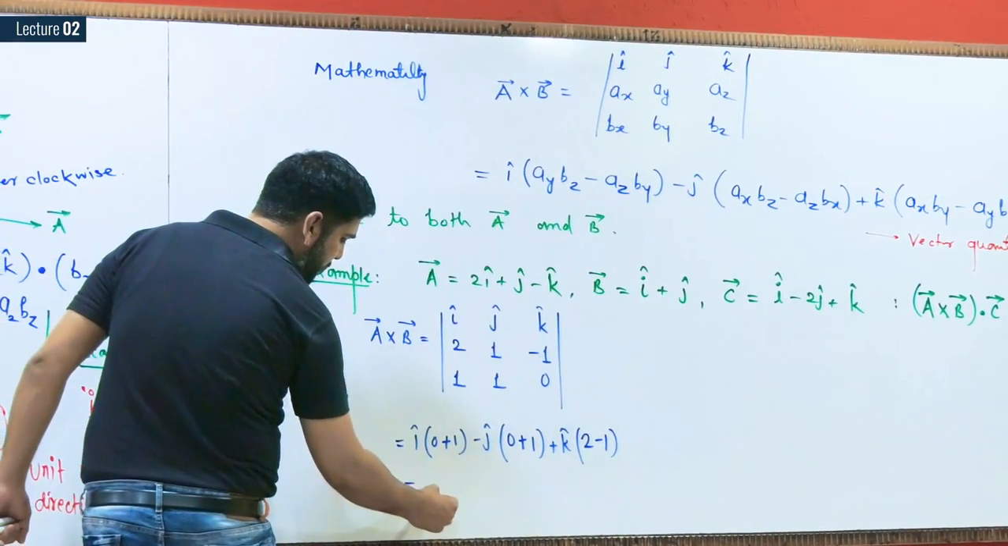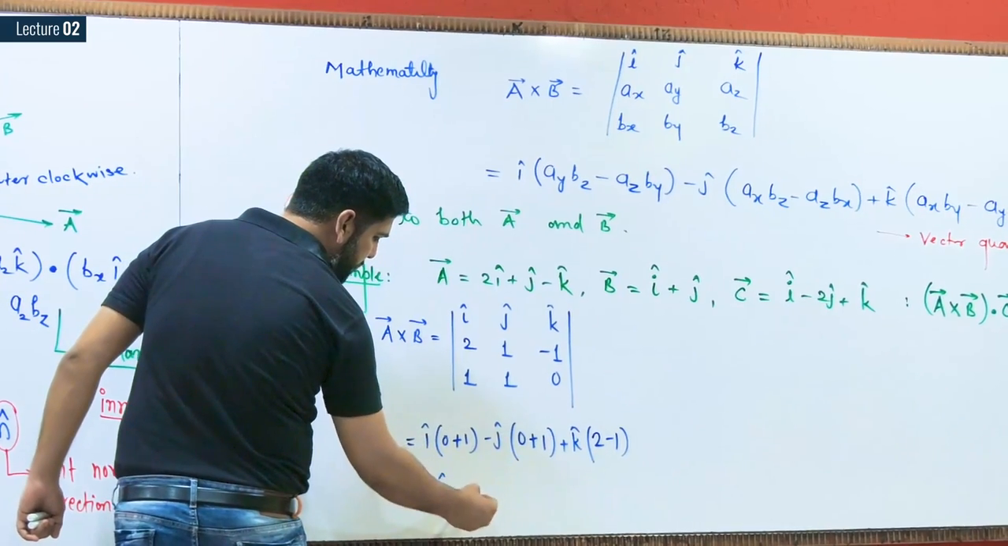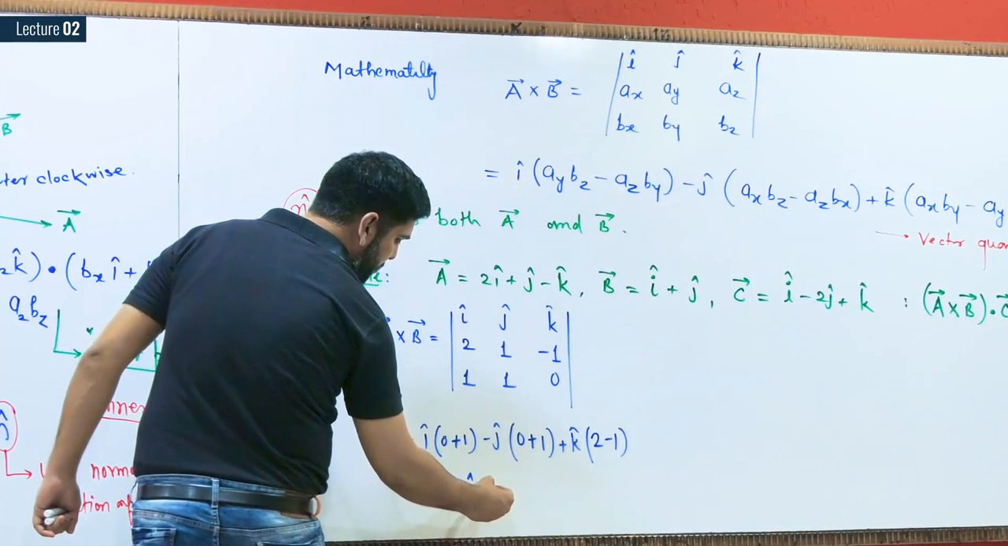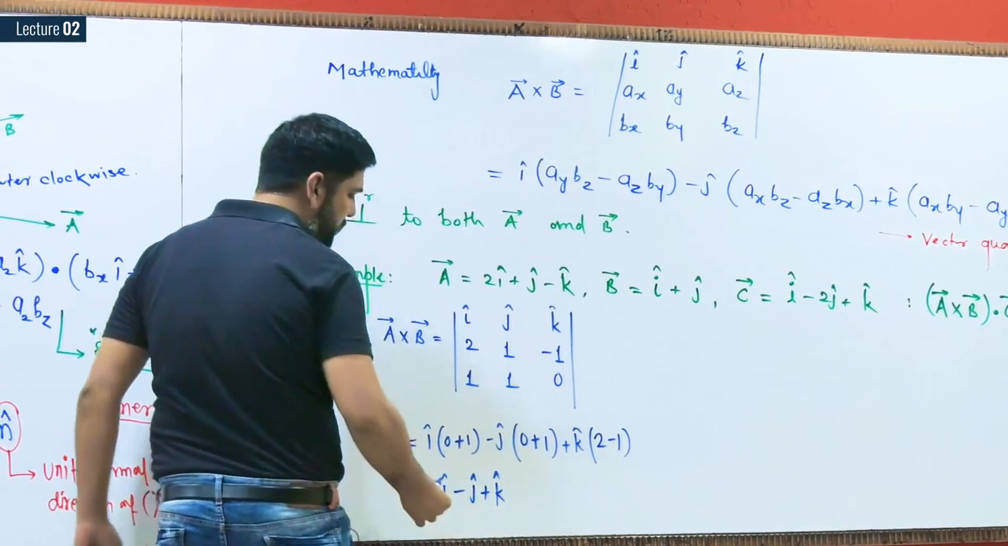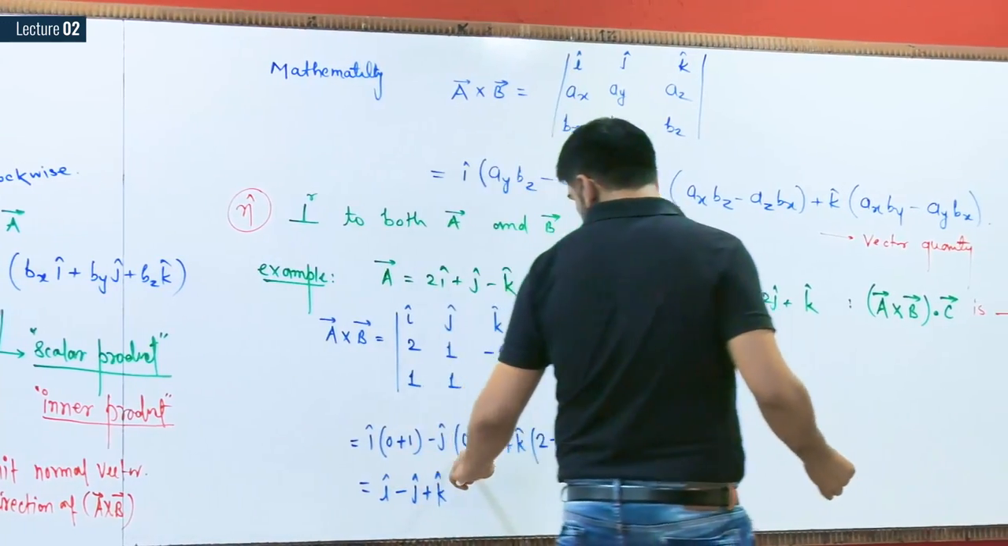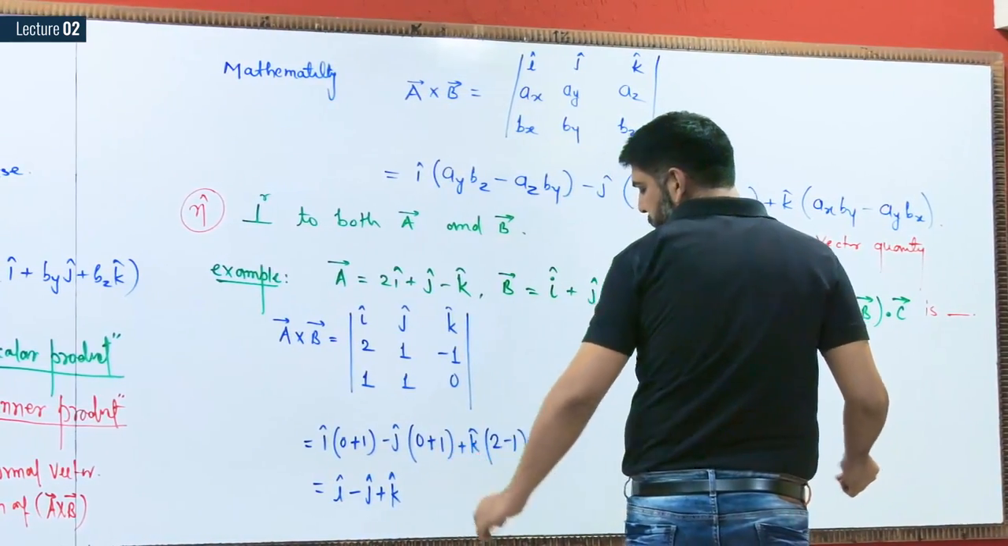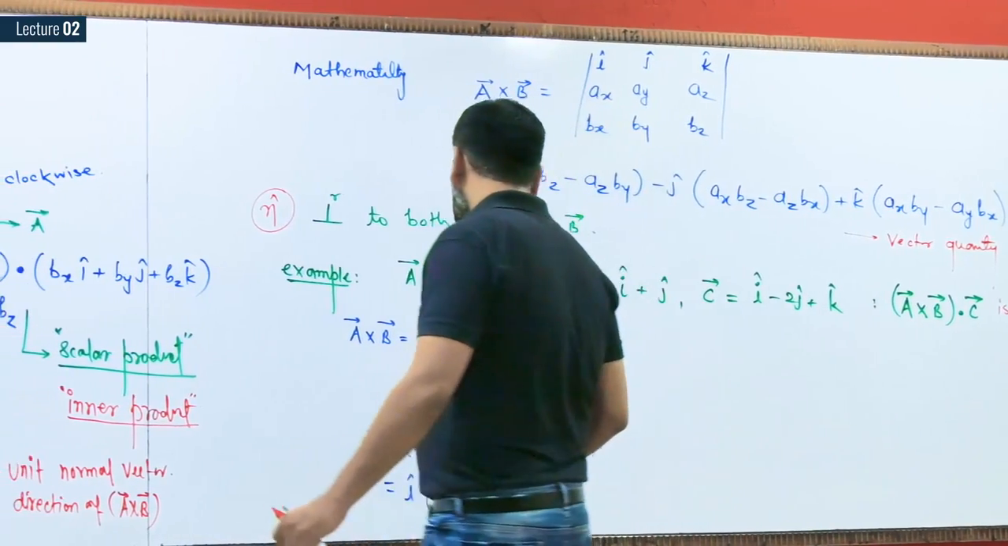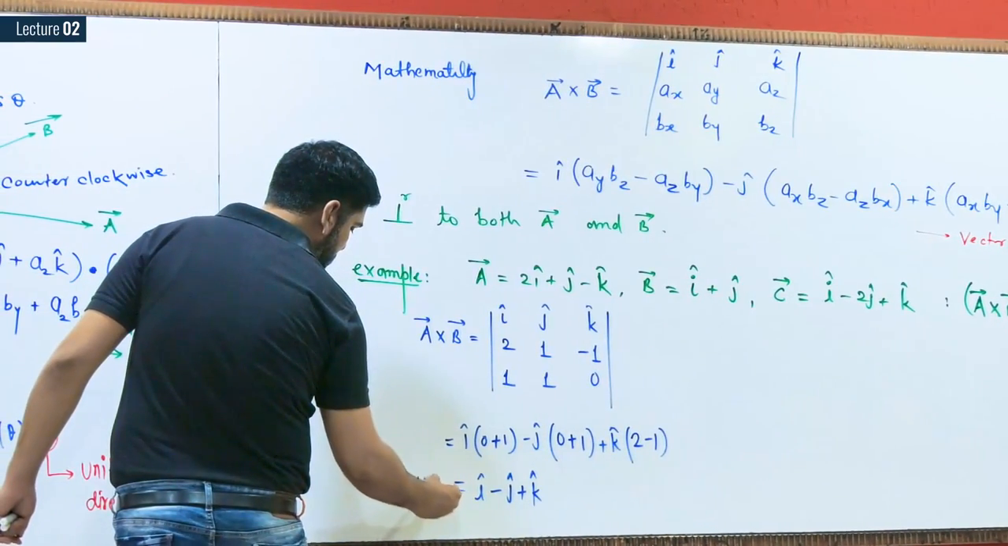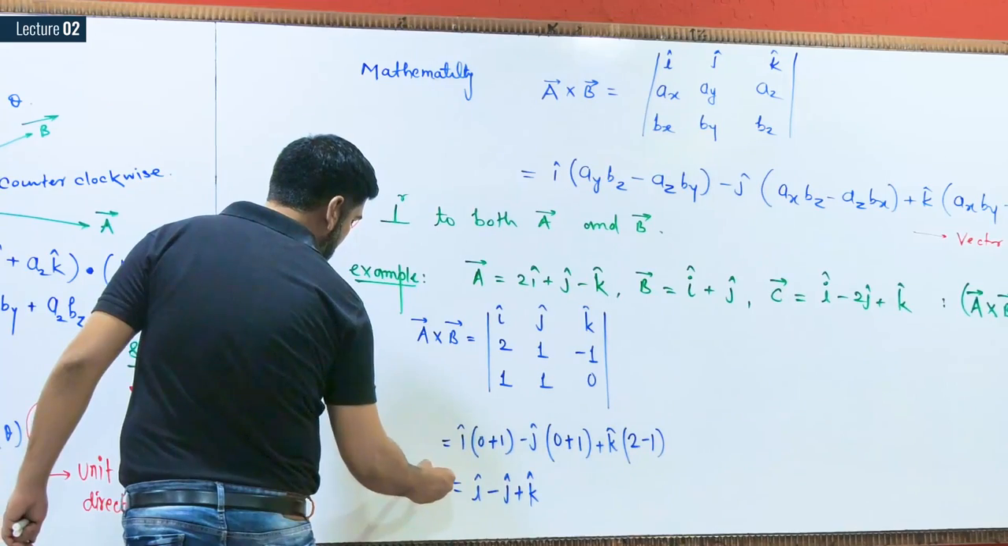So what is the value here? I cap minus j cap and plus k cap. So dear student, what is the value? I cap minus j cap, and 2 minus 1 is nothing but plus 1, so k cap. So this is what A cross B I'm having like this.